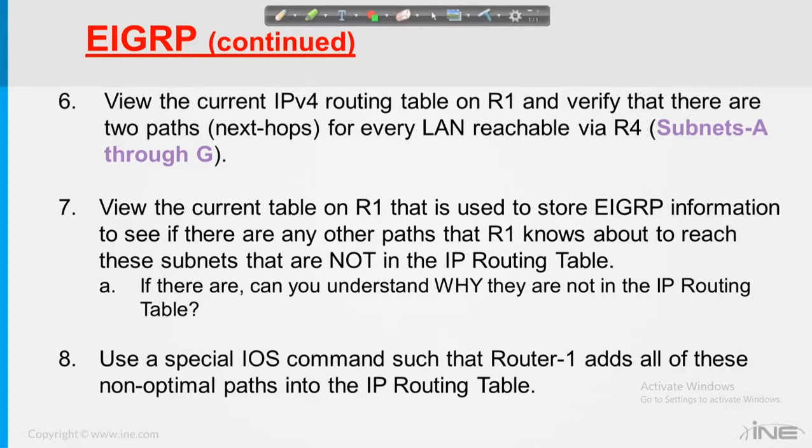View the current table on R1 that is used to store EIGRP information to see if there are any other paths that R1 knows about to reach these subnets that are not in the IP routing table. So here's my question to you. What table are they talking about here if it's not the IP routing table? And what command would I type to view this other strange EIGRP table?